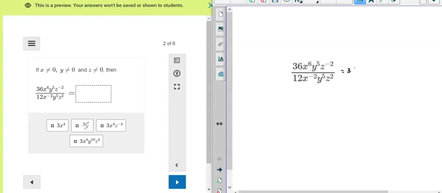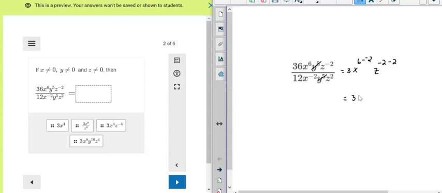And then for this, I'm going to say x is 6 minus negative 2. So we're going to subtract the exponents. And then for the y, I can go ahead and just cancel out the y's because they had the same exponent, so they can cancel out. And then for the z, I'm going to do negative 2 minus 2. Okay? And then let's simplify it.